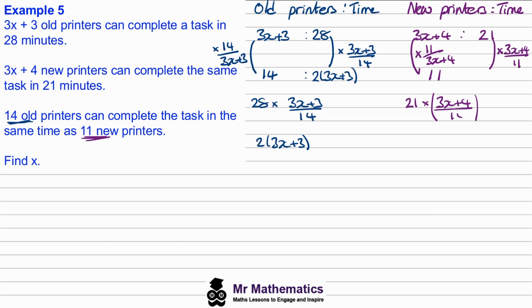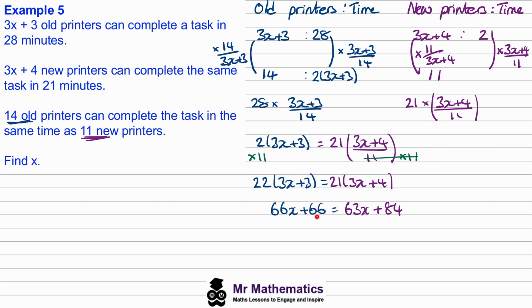So I can set this expression equal with this one. And then we just need to solve this equation. So the first thing I'll do is I'll move this division of 11 to the other side. And when I multiply both sides by 11, these will go. And now we just need to expand out these brackets. And we get 66x plus 66 will be equal to 63x plus 84.